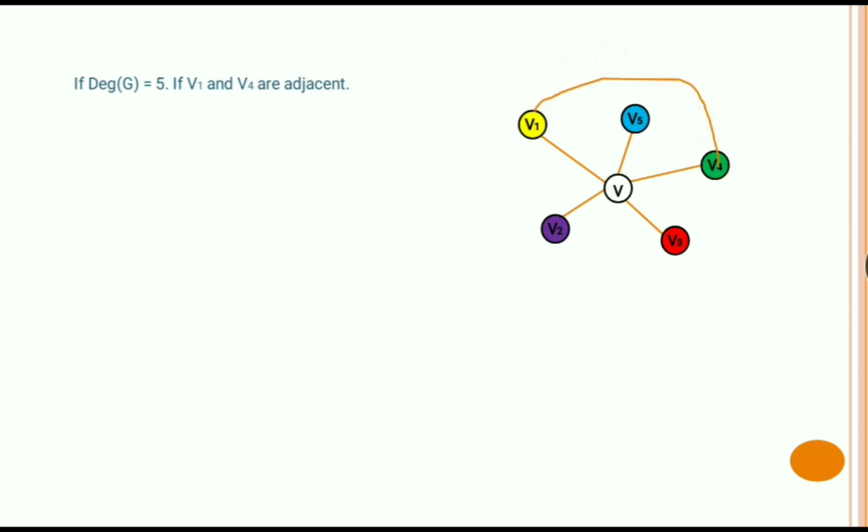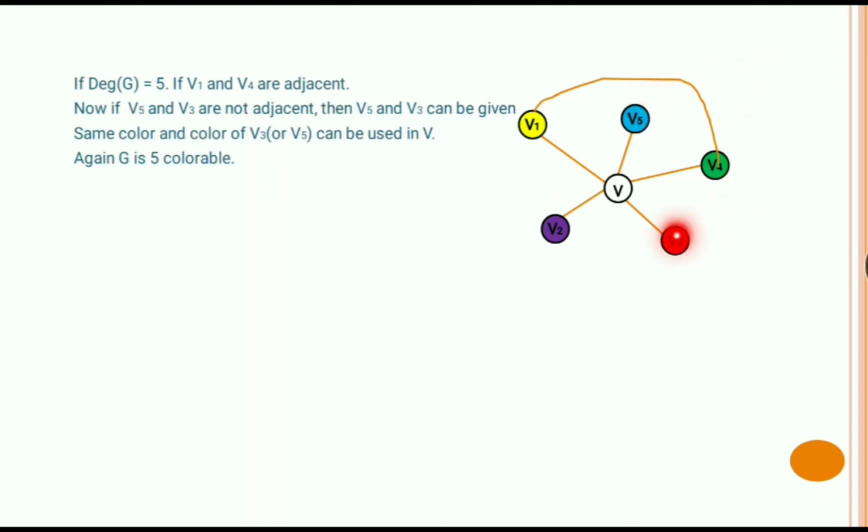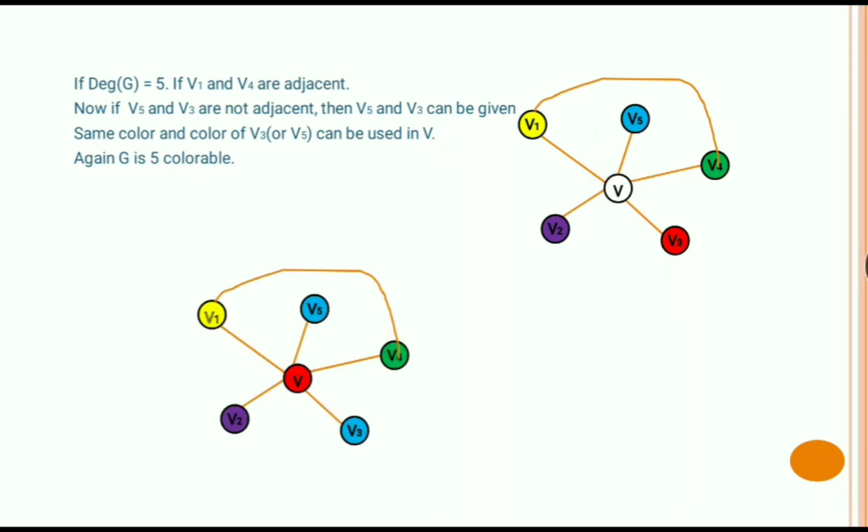And then the fifth color can't be used here. So in that case, we'll take another pair of vertices. We can take V5 and V3. Okay, let's suppose that V5 and V3 are not adjacent. If V5 and V3 are not adjacent, then the same color can be given to V3 and V5, and that color can be used in V. So if I give blue color here and blue color here also, then red color can be used here. Okay, so the graph will look something like this. Same color is given here and red color is used here. So again G is 5 colorable.